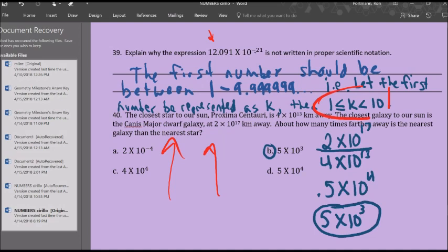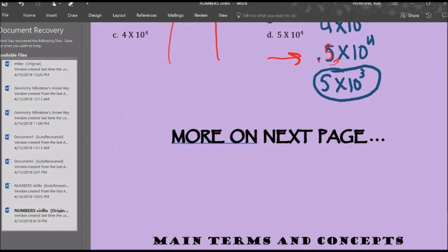How many times further? There it is. How many times? You're saying which number multiplied by that one would give you the other one. So you're dividing, which is the inverse. So you do 2 divided by 4, you get 0.5. And then 10 to the 17th divided by 10 to the 13th gives you 10 to the 4th. But this is, again, not a number between 1 and 9.999. You move the decimal one time, and you get 5 times 10 to the 3rd. Okay?